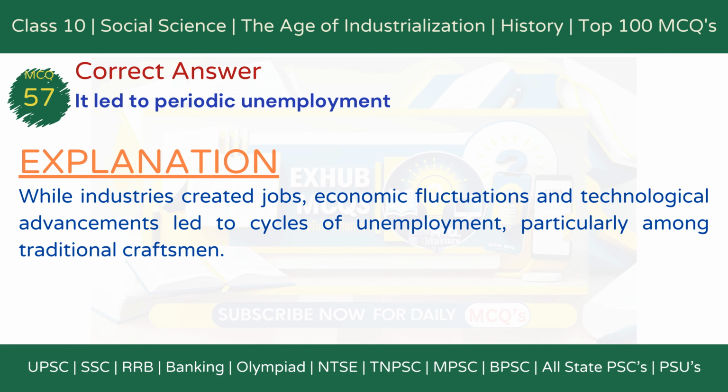The correct answer is option D. It led to periodic unemployment. Explanation. While industries created jobs, economic fluctuations and technological advancements led to cycles of unemployment, particularly among traditional craftsmen.